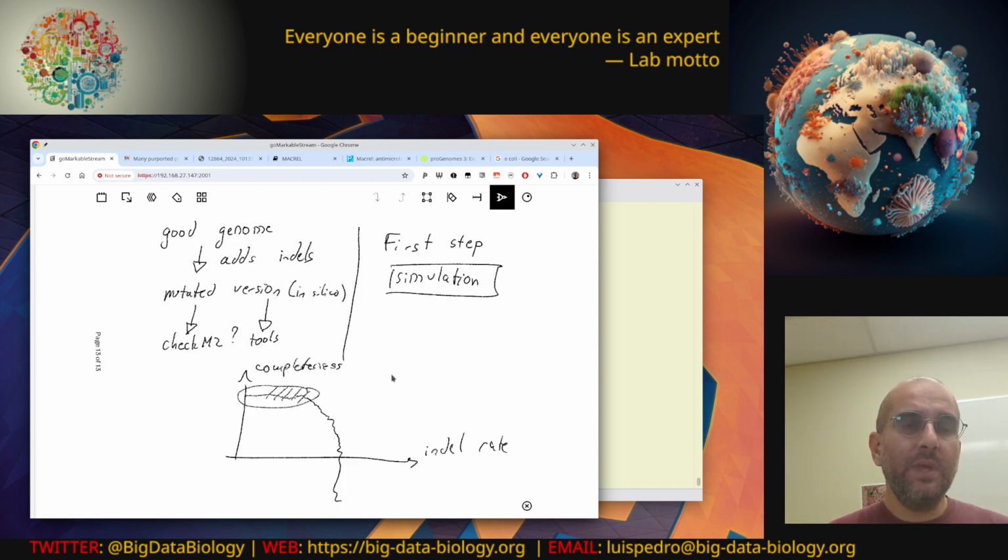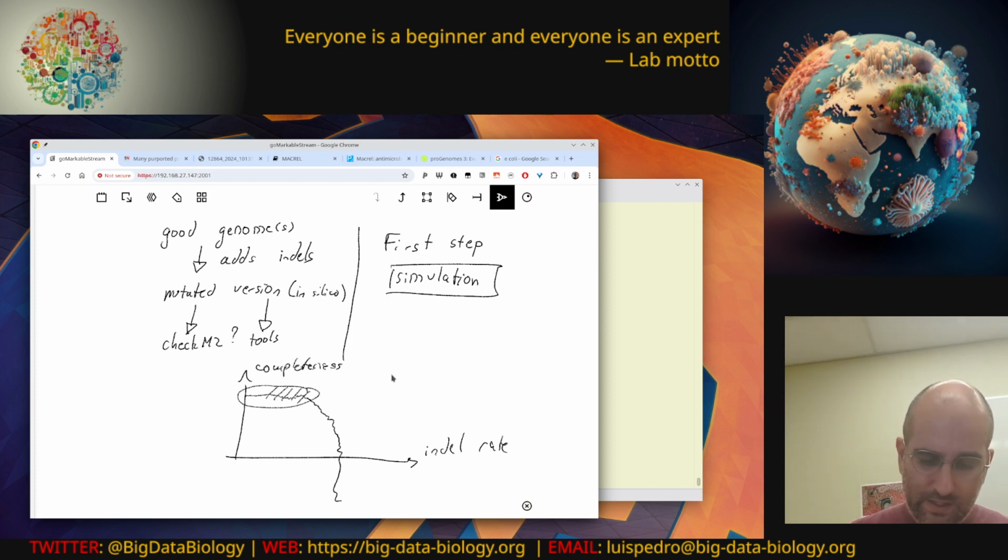But before we get to that, the first step is to try to validate this a bit based on simulation. So we're going to take a good genome, or good genomes eventually, and then we're going to add indels. So this is all in silico. We're going to create these mutated versions, then we run them through CheckM and potentially other tools, and then see what happens.